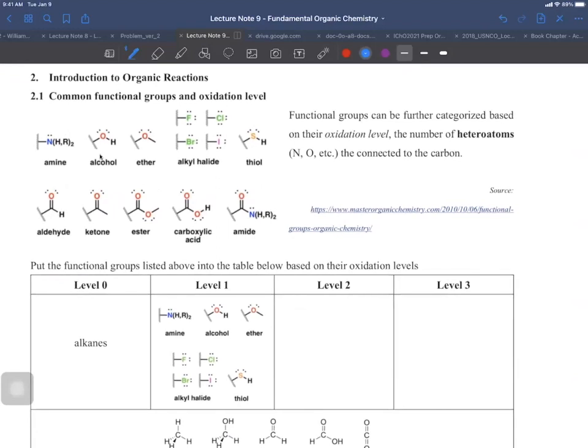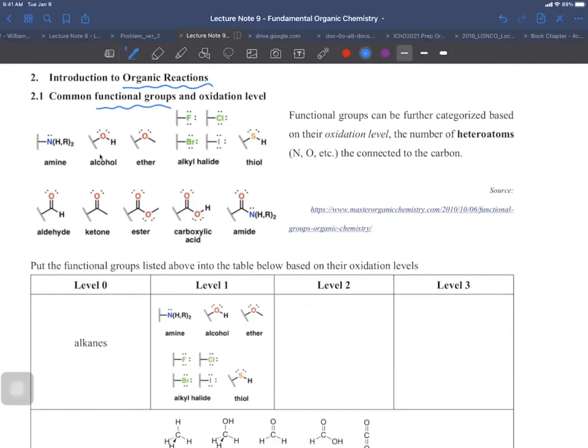So we are going to talk about the organic reactions, but since there are many organic reactions, pretty complicated with different mechanisms, here we'll only pick up the most fundamental and the most important reactions. We'll start from the common function groups. So the idea is the same. There are so many different function groups, so we'll pick up a few. Okay. So the way I'm going to introduce the function groups is based on their oxidation level.